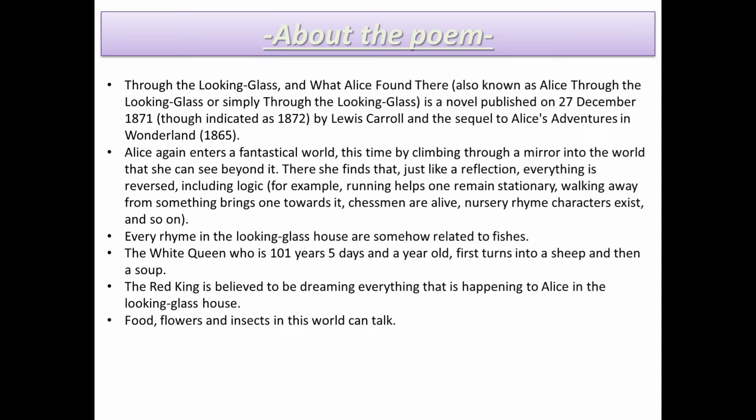So as you can see in here, the White Queen, who is 101 years and 5 days old, first turns into a sheep and then a king. The Red King is believed to be dreaming everything that is happening to Alice in the Looking Glass House. Alice encounters the Red King, who is in his deep slumber, and then she finds out that she, Alice, is inside the dream of the Red King. Now, what happens next? You have to stay tuned for it.